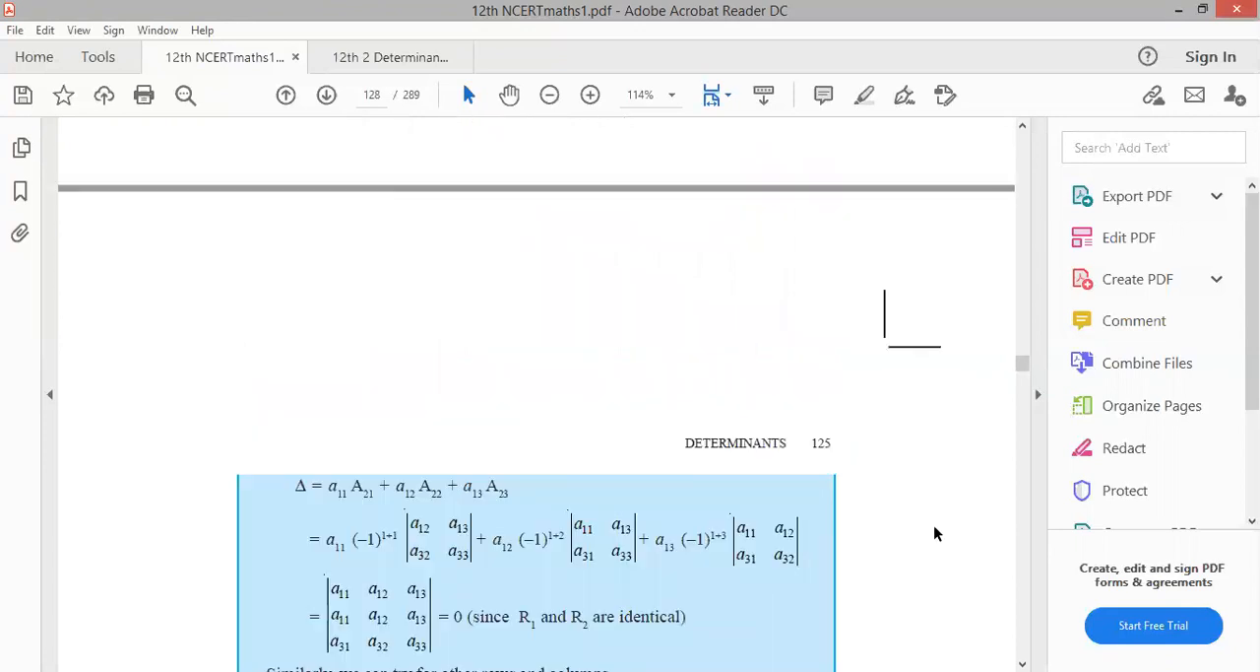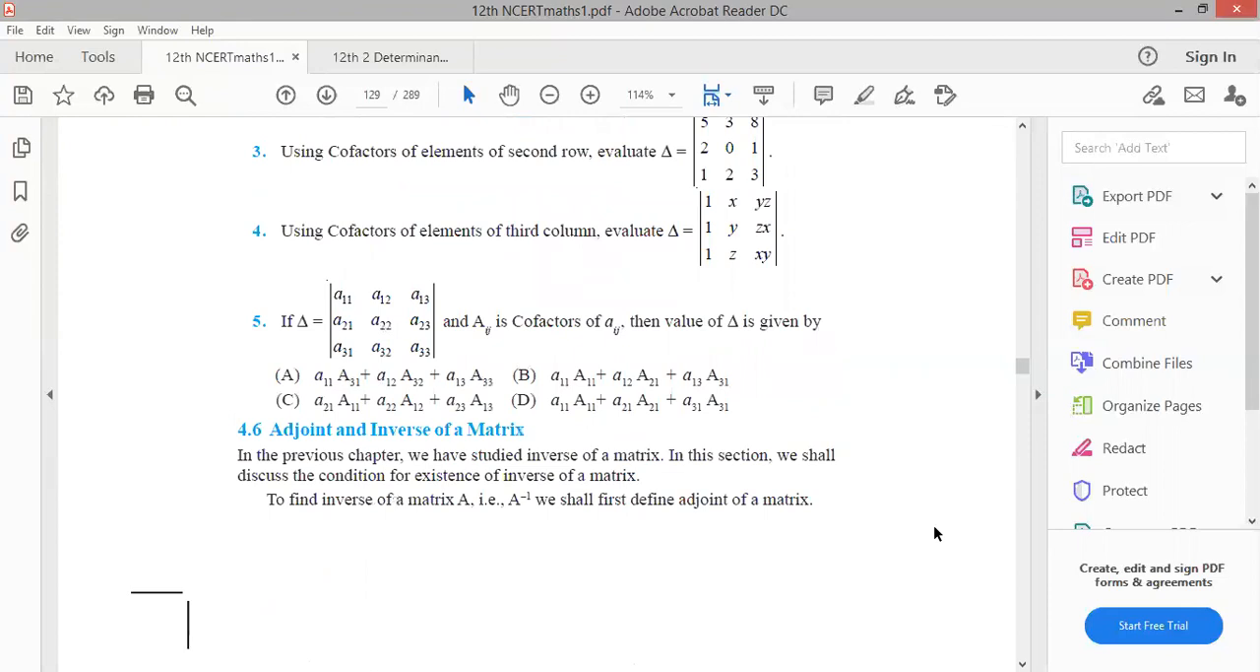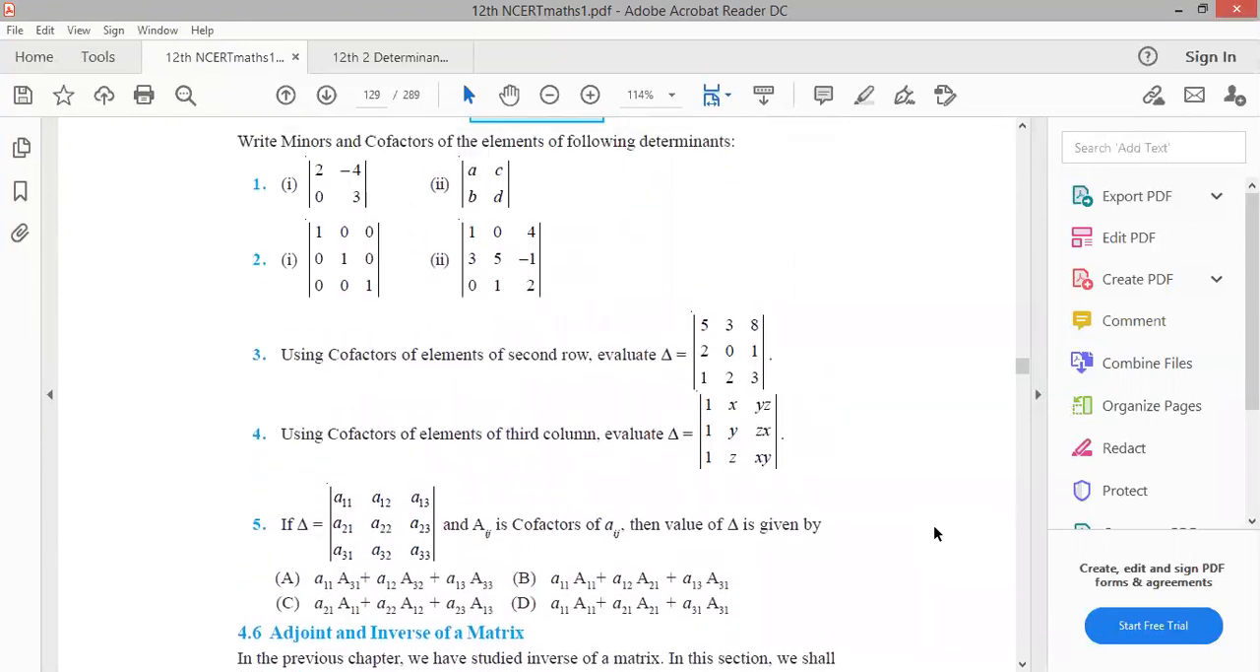So on this concept, we have some questions in your exercise, and it's question number 3. Using cofactors of elements of the second row, evaluate this determinant. So the second row is this. We have to find the cofactor of 2, cofactor of 0, cofactor of 1. We multiply these elements with their corresponding cofactors, and the sum that we obtain will be equal to the value of the determinant.